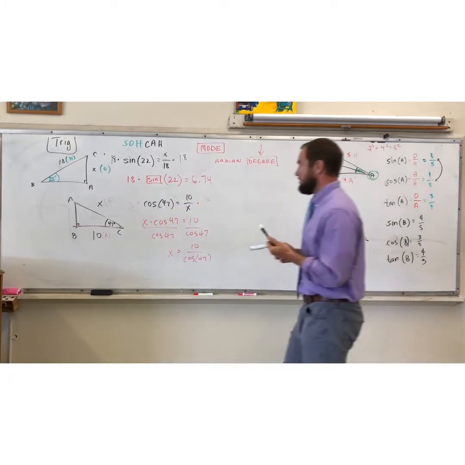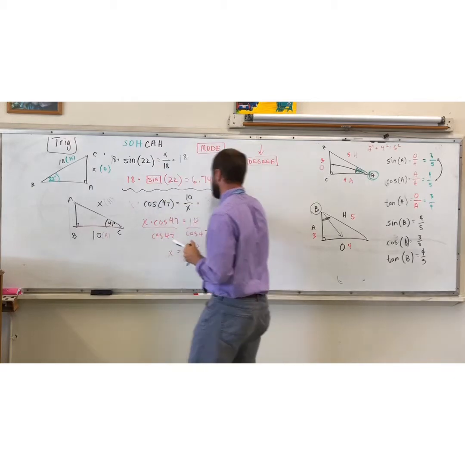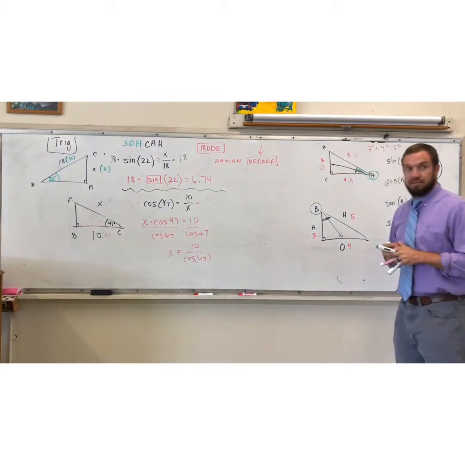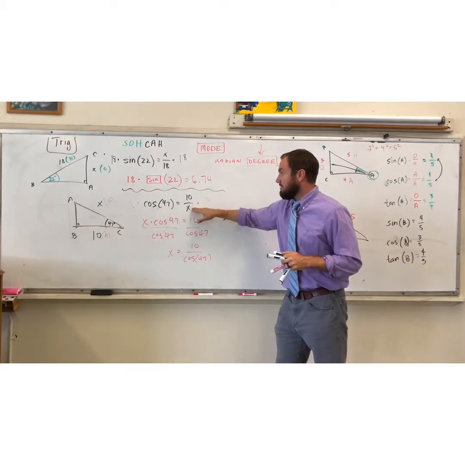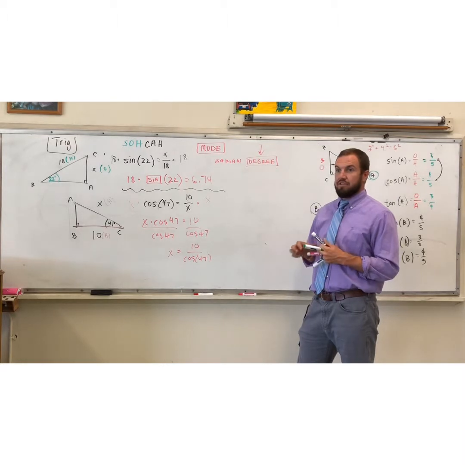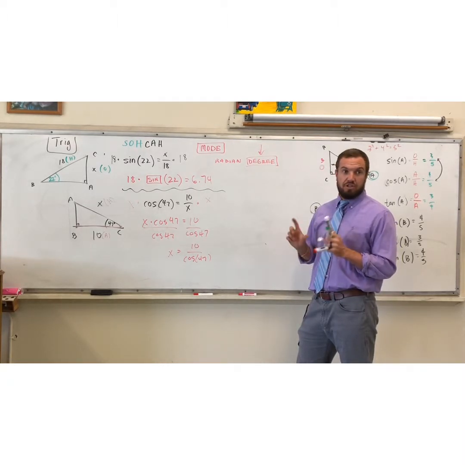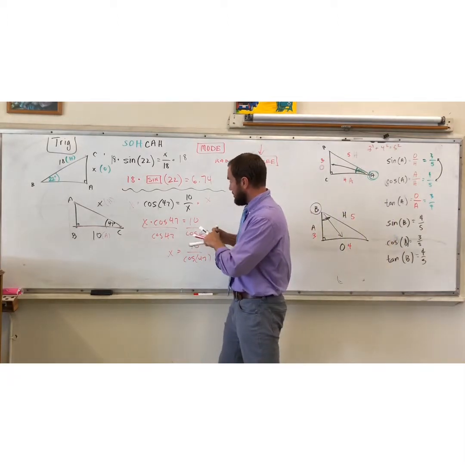But what did you guys notice from where we started? What happened? Here's where we started: cosine 47 is equal to 10 over x. Now I have x is equal to 10 over cosine 47. What did you notice? Anybody notice something good? The x and the cosine 47. There was a switch here.